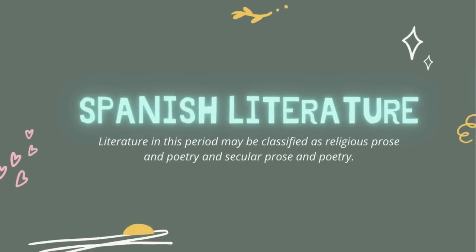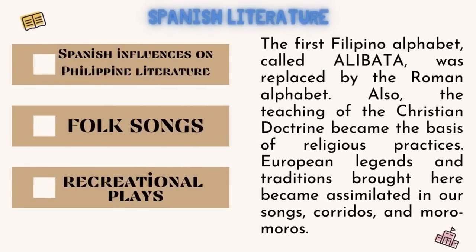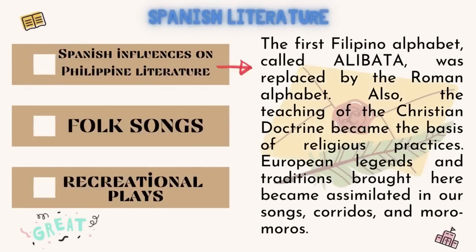Next, let's move on to the Spanish period. Let's see what kind of literature is here. Literature in this period may be classified as religious prose and poetry, and secular prose and poetry. We have here the Spanish influences on Philippine literature. What are those influences? The first Filipino alphabet, called Alibata, was replaced by the Roman alphabet.